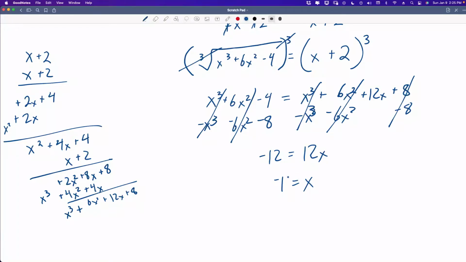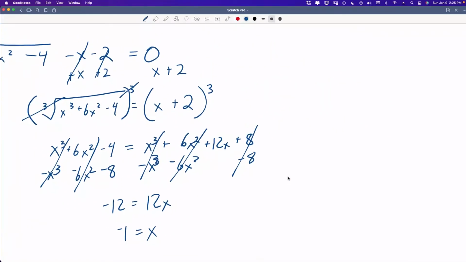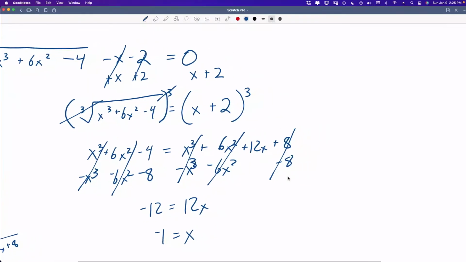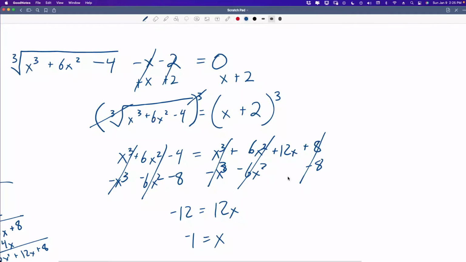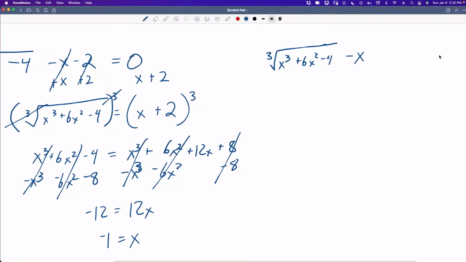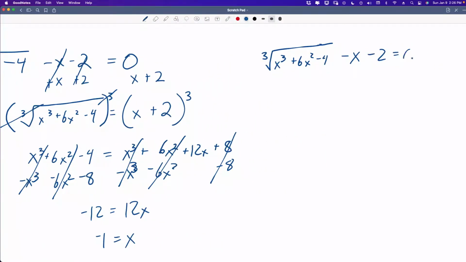So we can go back in and check that based on the original equation. And our original equation would be, let me write it up here, the third index of x cubed plus 6x squared minus 4 minus x minus 2 equals 0. All right, and it was supposed to be a negative 1, right? So the third index of negative 1 cubed plus 6 times negative 1 squared minus 4 minus a negative 1 minus 2 equals 0.